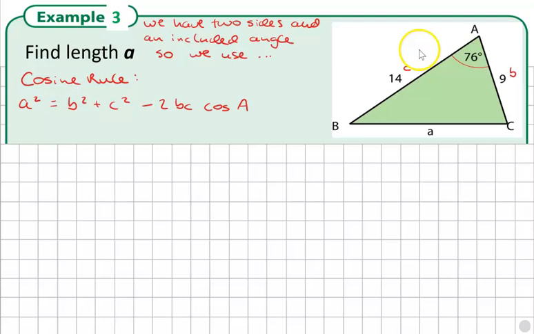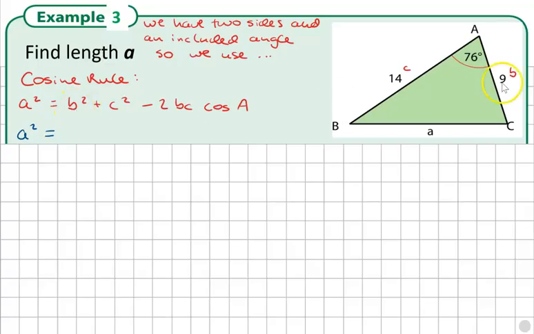We label our triangle. So if this is capital A, this is lowercase a. If this is capital B, this is lowercase b. If this is capital C, this is lowercase c. We sub into our formula, so a squared stays as it is because that's what we're trying to find. Alternatively, you could call this x, and this would be x squared.